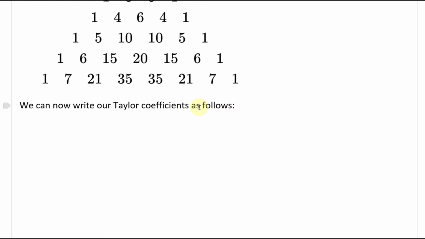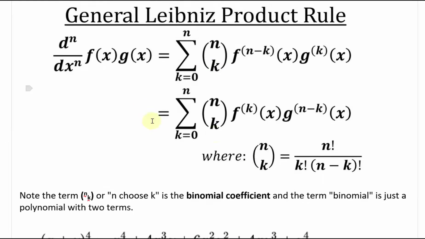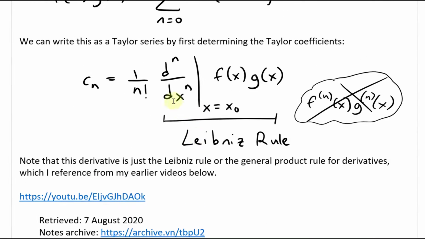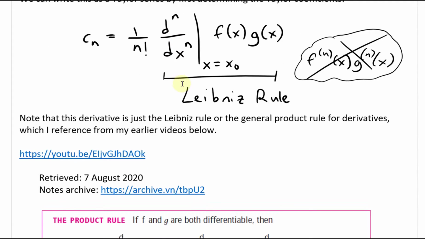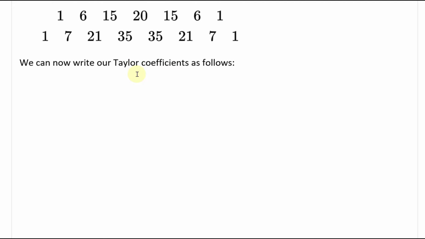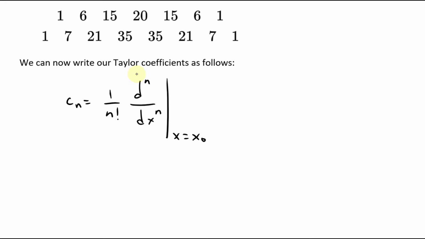So now we can write our Taylor coefficients as follows, and we're going to be using this notation, or that convention. So let's scroll up to our coefficients right here. We have Cn equals 1 over n factorial times the derivative, which is just the Leibniz rule of these products, at x equal to x naught, or x0. So let's write this down. Cn is equal to 1 over n factorial. And let's write the full derivative first: d over dx, this is the nth derivative, at x equals x0, of f of x times g of x.